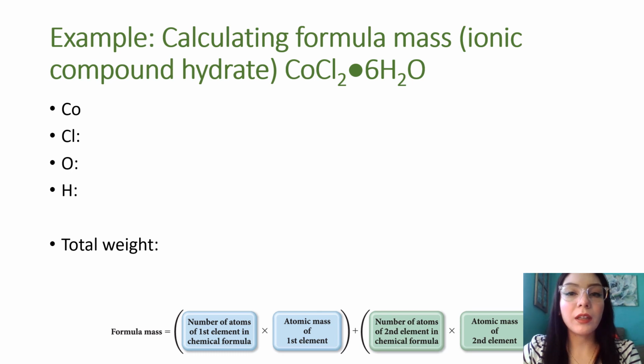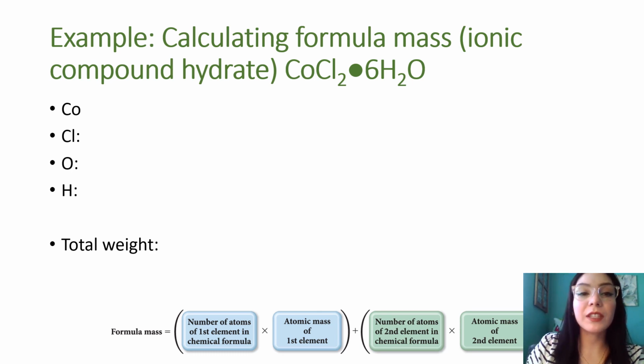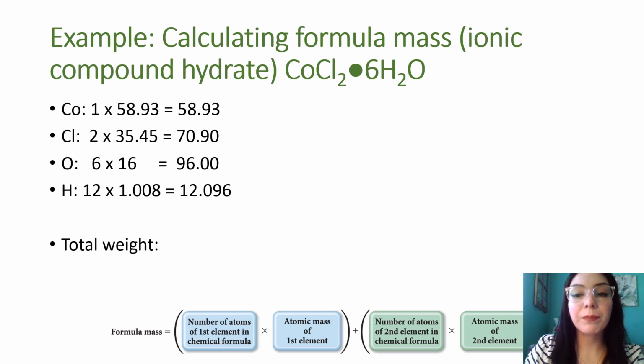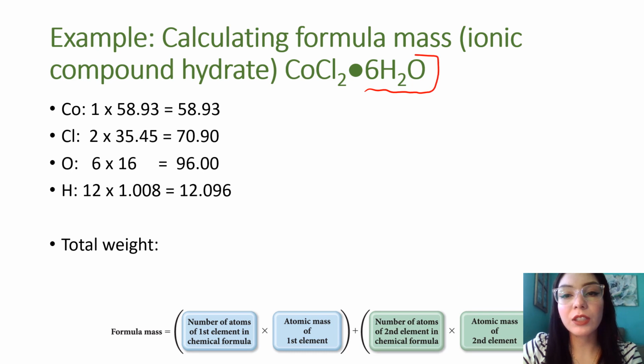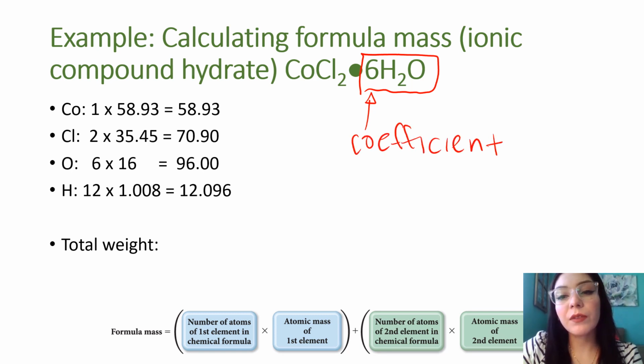Again, another example, this is specifically an ionic compound hydrate. What is different about this type of compound is that you have some waters attached to it. All that I want you to learn that's different about this compound compared to the other ones is that you have a coefficient right there. That right there is called a coefficient, and that coefficient applies to all of the atoms after it.